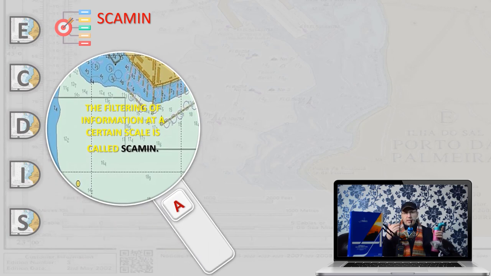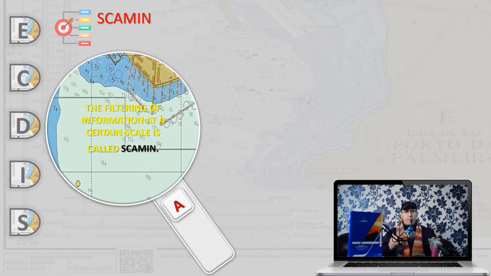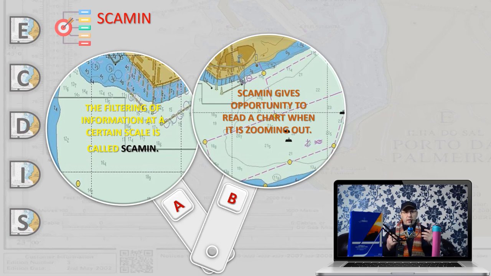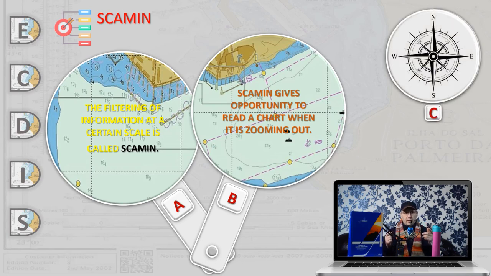What else to discuss here about displayed information in ECDIS? We need to say some words about scamin. On the left side, the approach chart, you can see the borders of a more detailed harbor chart. This is called a source break. As you start zooming in, all available objects will be displayed. The filtering of information at a certain scale is called scamin.